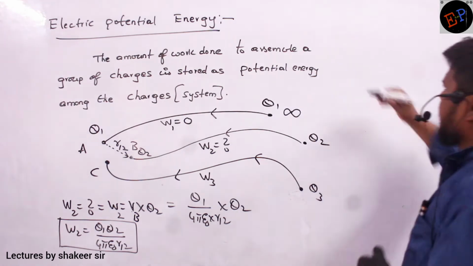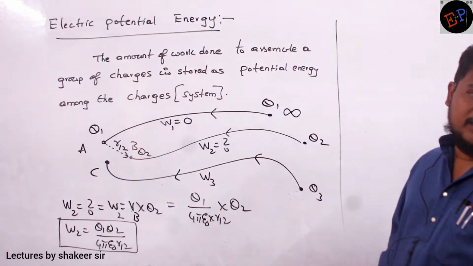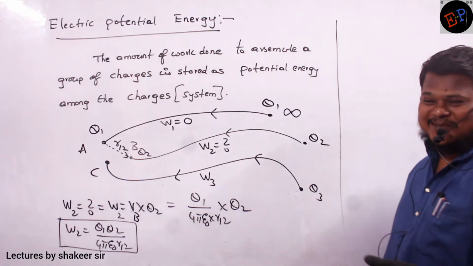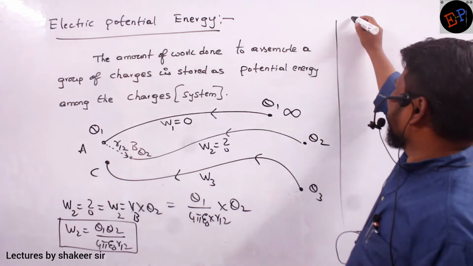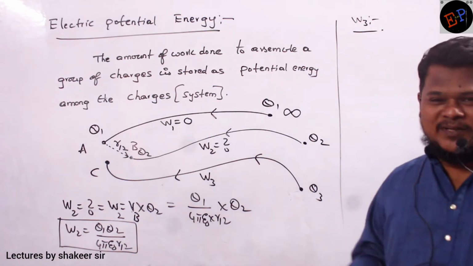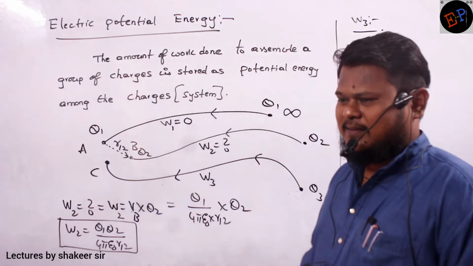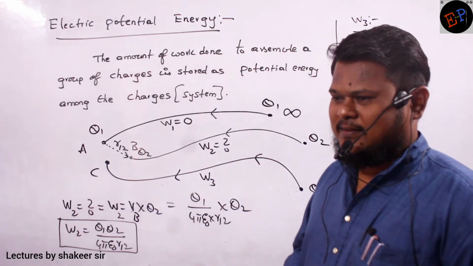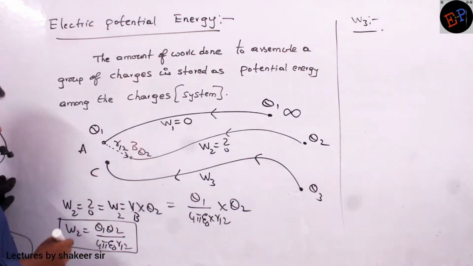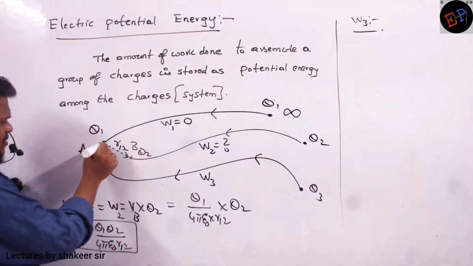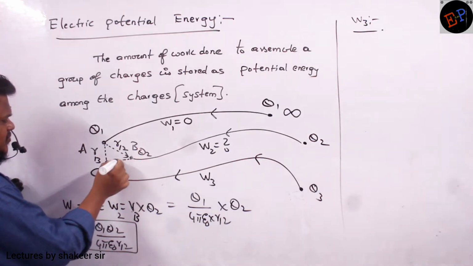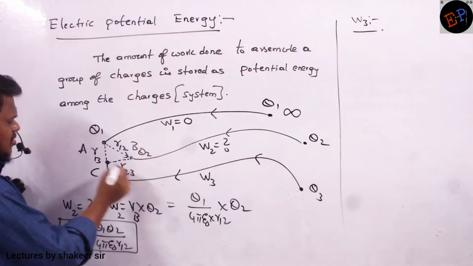Anybody? How can you say? Say it properly, try to explain. First of all, let us write the distances. This is the third charge. This distance I will call R13, and this distance from the second charge I will call R23.